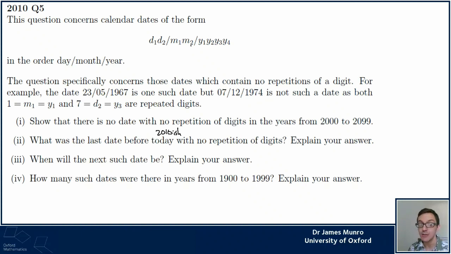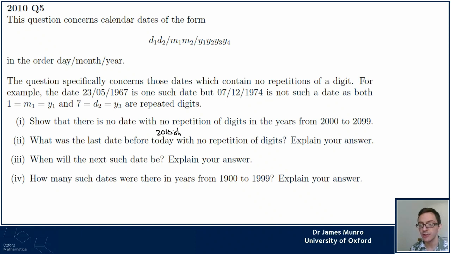Then there's a few months, November and December, that start with 1. December is out because it's got a 2 in the second place here. All of these years have a 2 in. And November is out because they're both 1s. So a repeated digit within the month there.